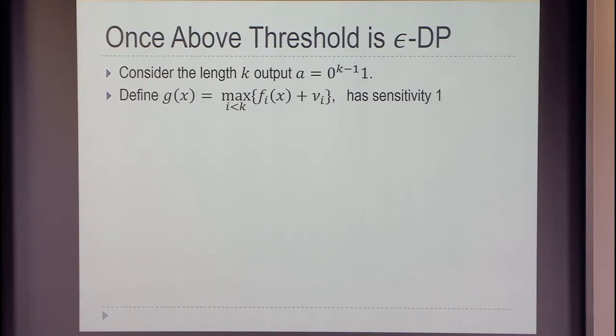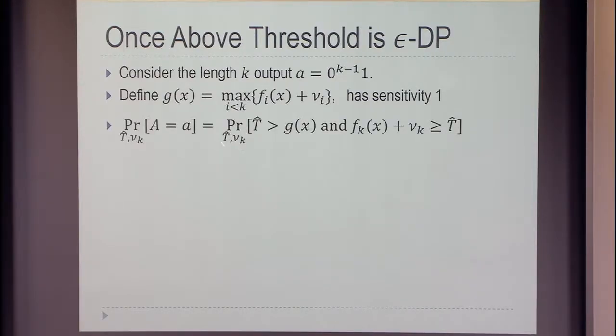So we let g of x be the maximum over the insignificant ones of this value. So we're going to fix all of the random values except the kth one. And we're going to define g of x accordingly. I'm assuming that each of my individual functions, fi, has sensitivity 1, so g of x will also have sensitivity 1.